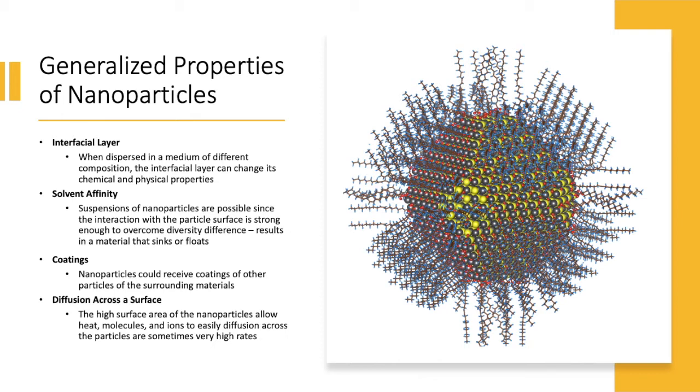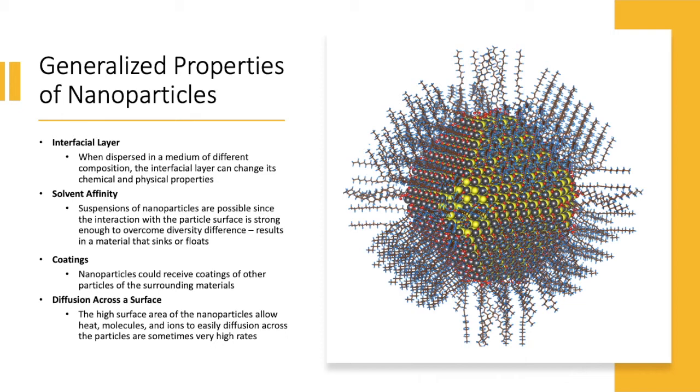Say you put a nanoparticle in some sort of solution, or it's already in some sort of solution, and you add some other interaction, say sodium chloride for example. That sort of interaction with the nanoparticle can result in a material, kind of like a crystallization, that can cause the particles to sink or float. There's coatings as well.